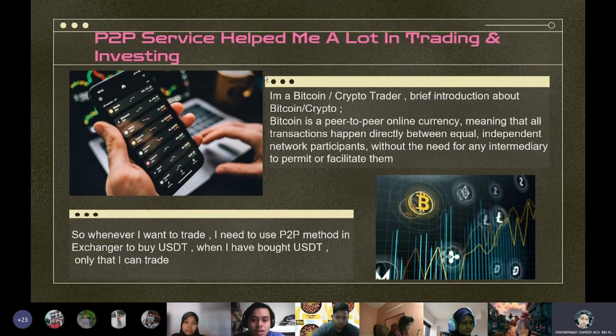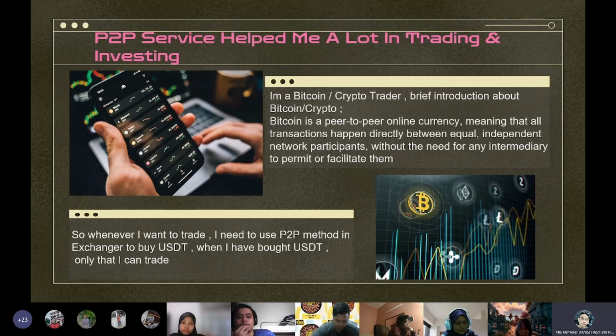Now, this is my own application. I use P2P service in my trading, because I am a Bitcoin and crypto trader. So I would like to give a brief introduction about Bitcoin and crypto. Bitcoin itself is a peer-to-peer online currency, which means no bank can control our money, our Bitcoin or cryptocurrency. All transactions happen directly between equal, independent network participants.